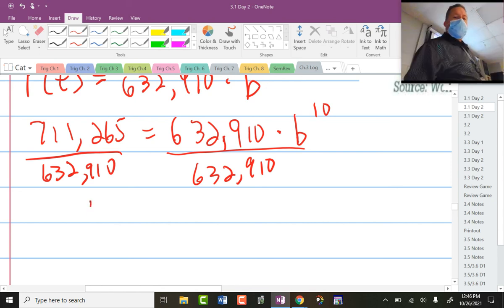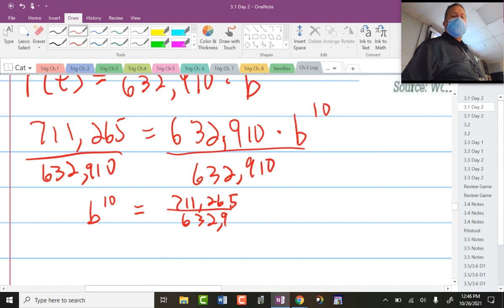Okay, now this is gonna be tough. How do I solve for this? And I'll just write this down and then you go ahead and punch it on your calculator. How do I solve for b to the 10th? What do I do to both sides? What's the opposite of b to the 10th?